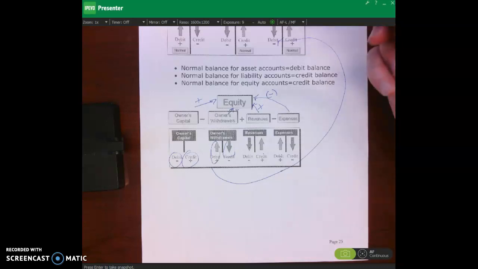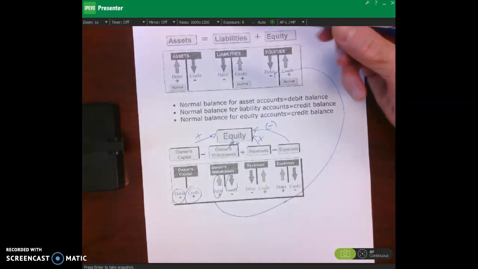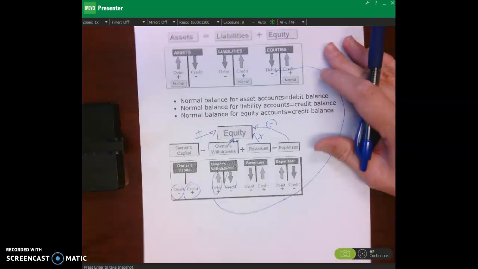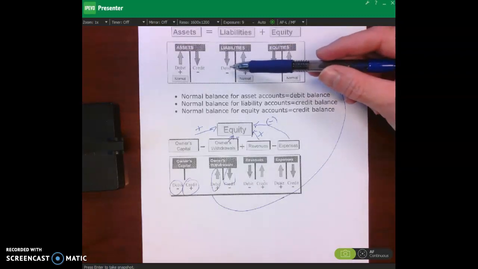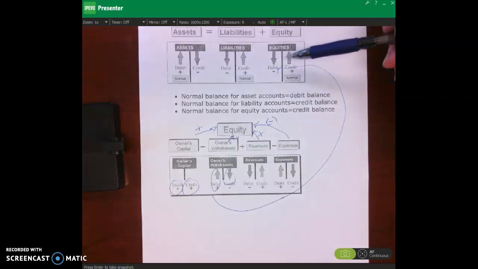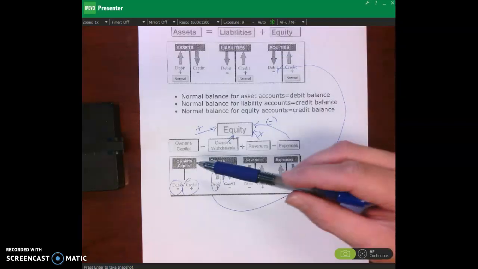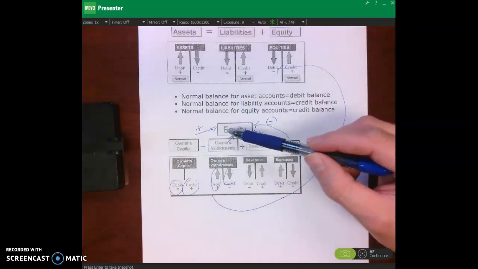All right, so as I was saying earlier, the way to increase an asset is with a debit. The way to decrease an asset is with a credit. The way to increase a liability is with a credit, decrease the liability with a debit. The way to increase equity is with a credit, decrease equity with the debit. So owner's capital increases equity.